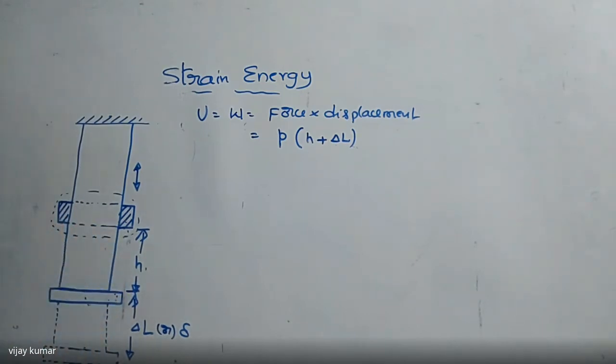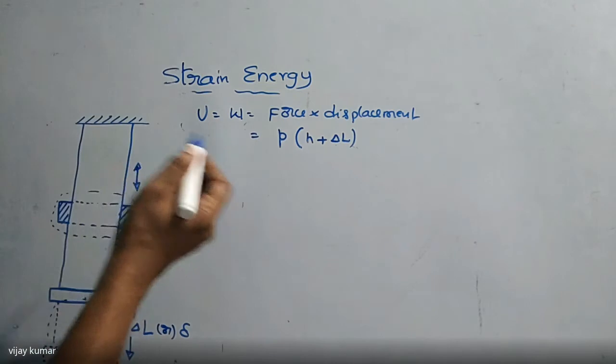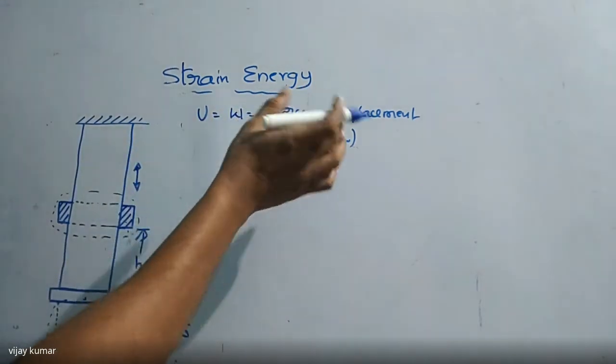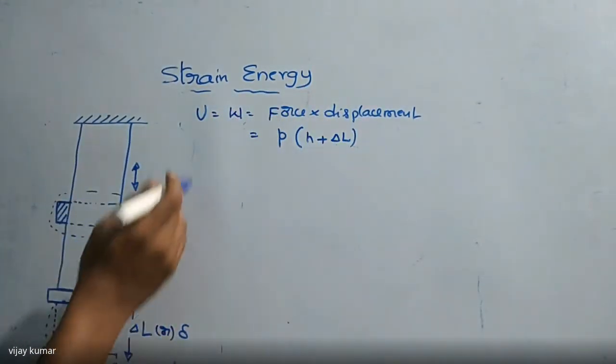So I'm writing here, potential energy is nothing but m into g into h. Do you get my point or not? So the loss of potential energy must be converted into strain energy in this material, in this portion. This is the portion which is having strain energy. Generally, the strain energy is force into displacement.